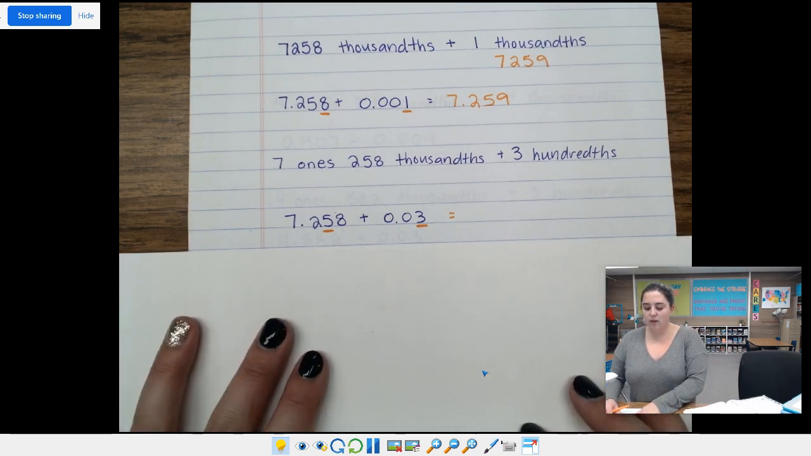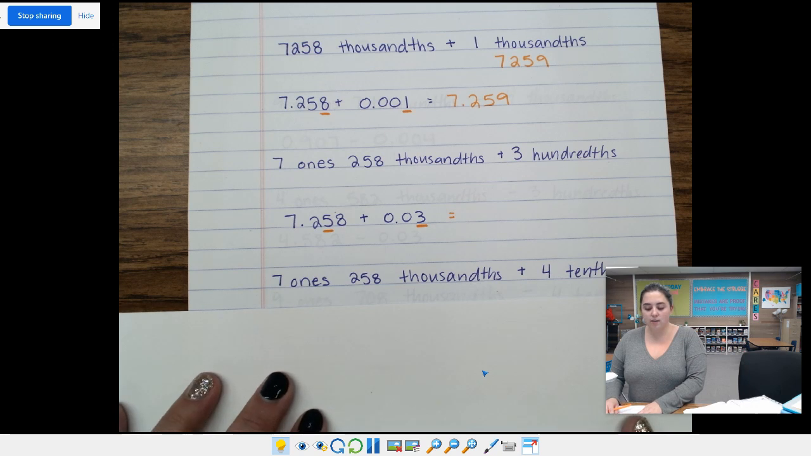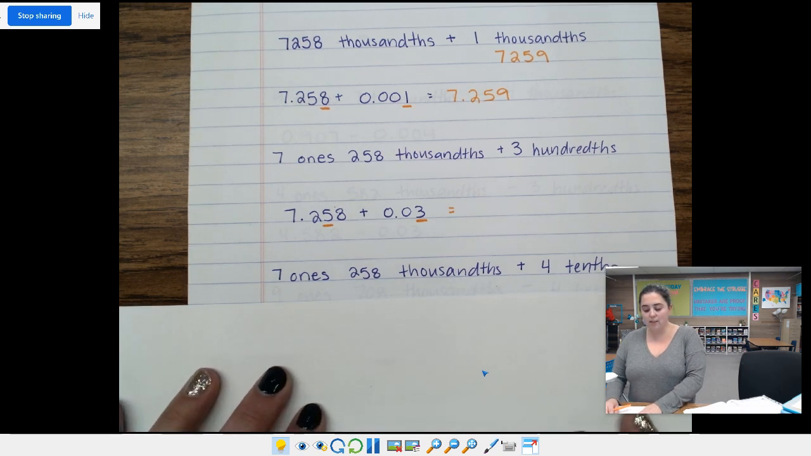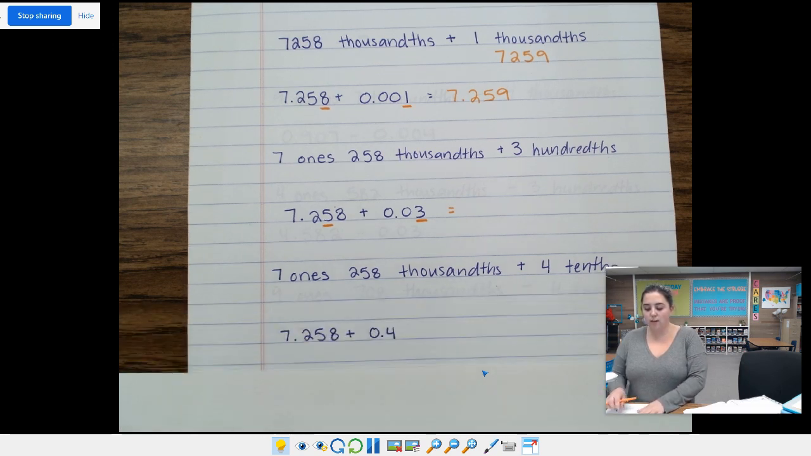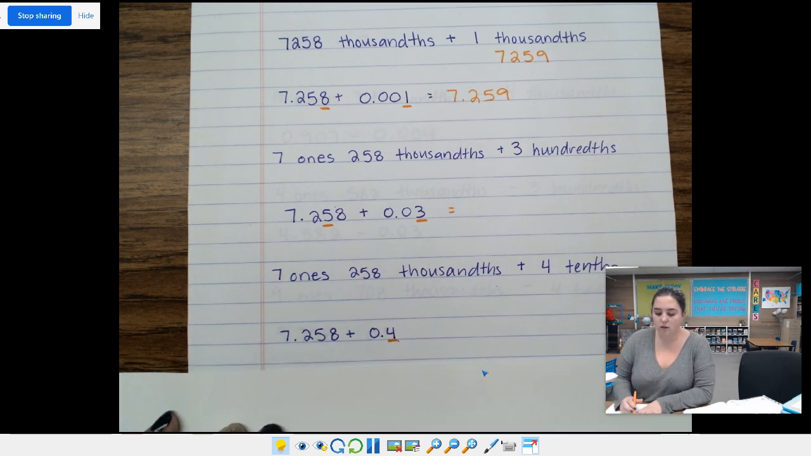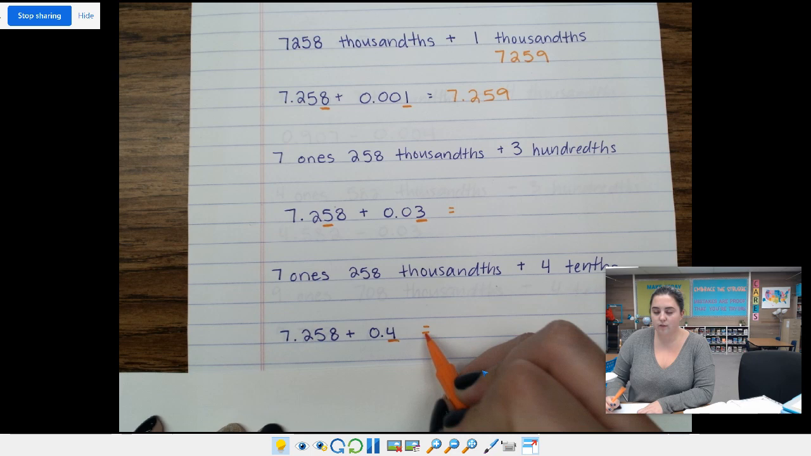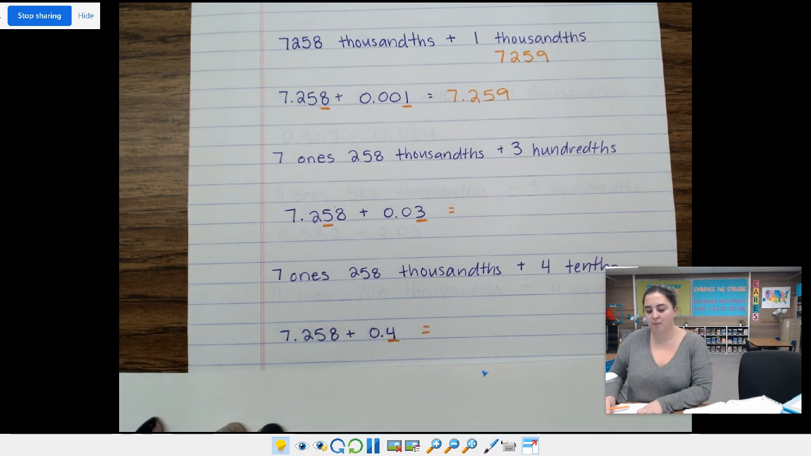Let's do another one. 7 ones, 258 thousandths, plus 4 tenths. I'm adding 4 tenths. Which number is in my tenths place? Solve on your whiteboard. What would this be?